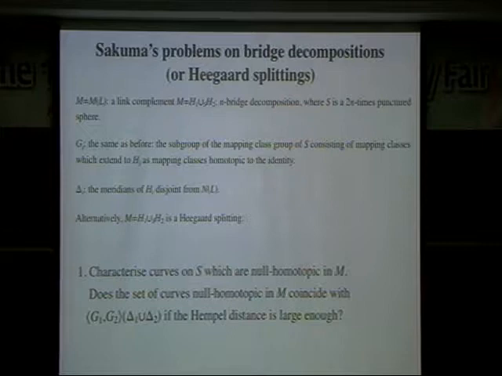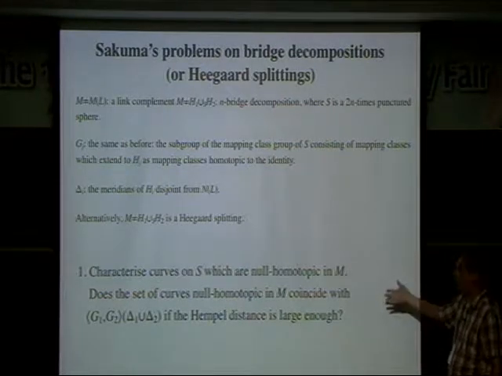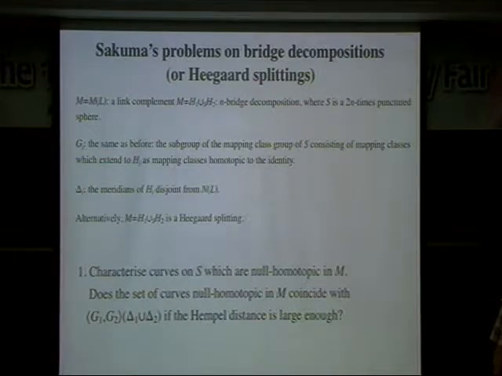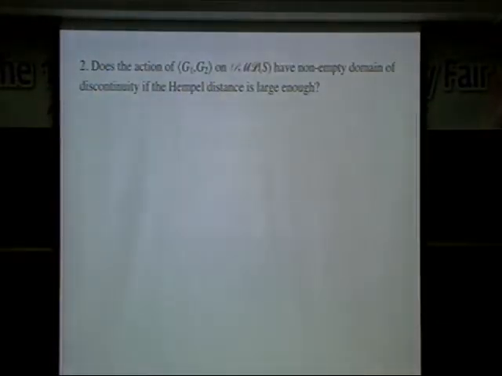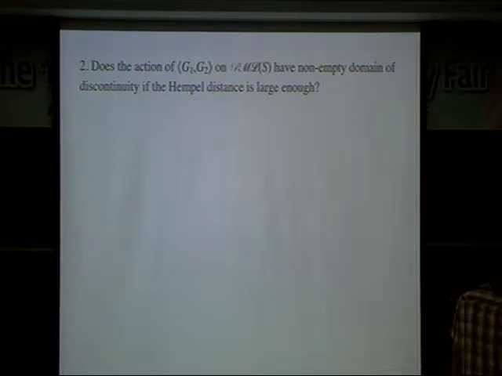Again, we assume that the Hempel distance is large enough. If the Hempel distance is very small, well, they actually can't. Suppose the Hempel distance is large enough, then is it true? That's the problem. And this was the first problem by Sakuma.